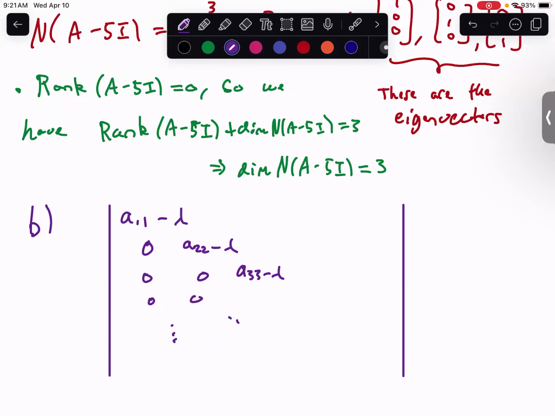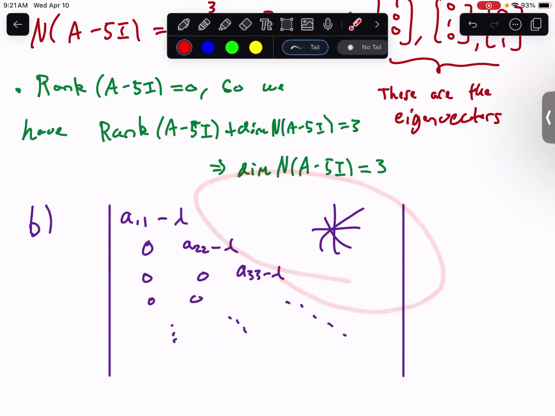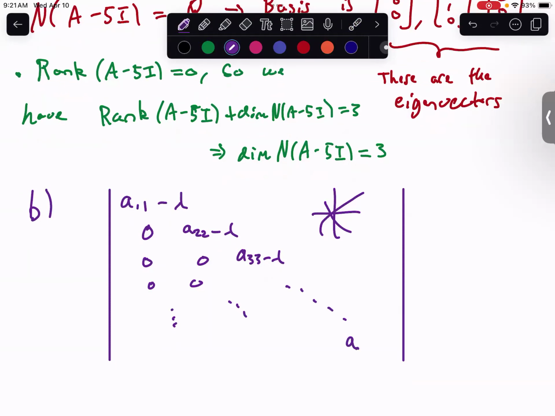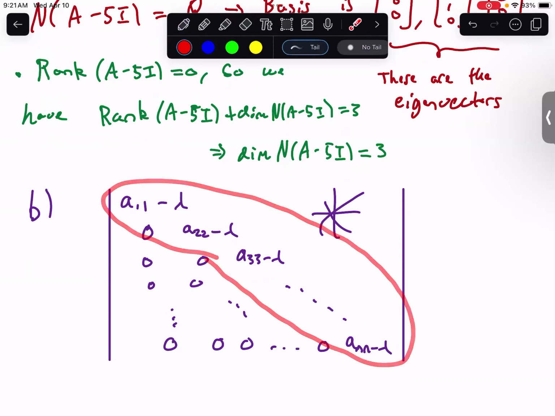I'm always really bad at writing these general n by n matrices, but above this diagonal, it doesn't matter. We just have some entries. They could be 0, they can be non-zero. It doesn't matter. This goes all the way down to ann minus lambda, and then you have 0, 0, 0, 0. So this is an upper triangular matrix, right?